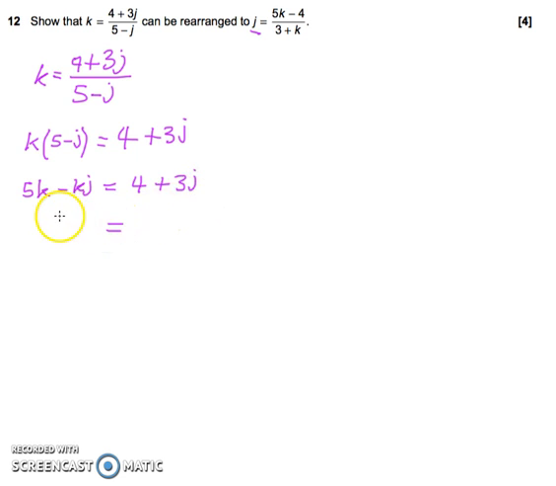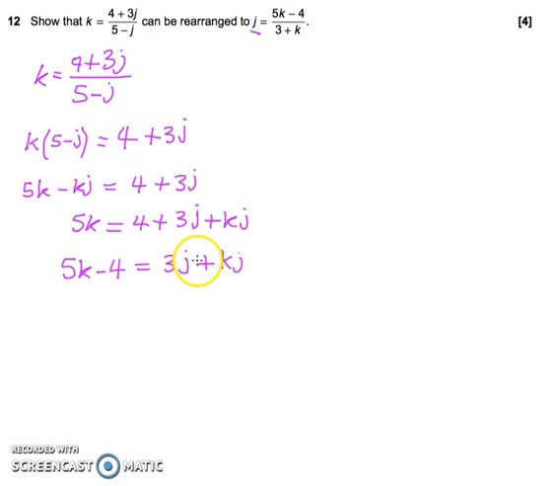So I'm going to write down 5k is equal to 4 plus 3j plus kj. Okay, now all the j's are on the same side. That's a good thing, but we've got this 4 we need to get rid of, so let's take it away from this side and take it away from this side. So 5k minus 4 is equal to 3j plus kj.